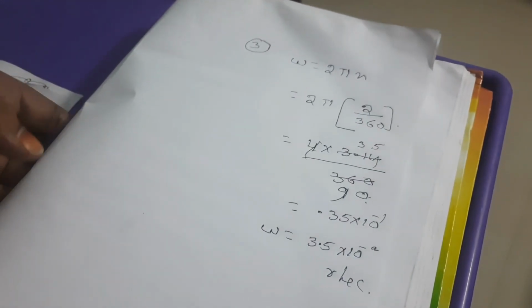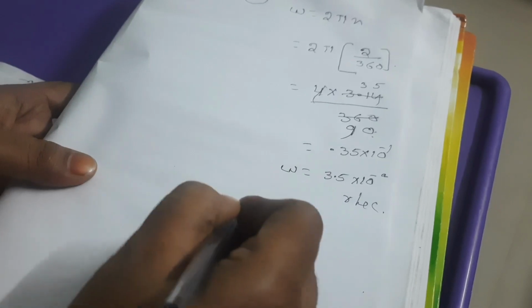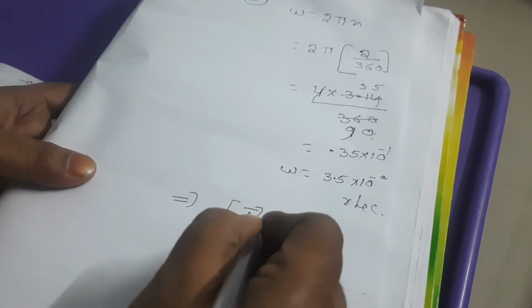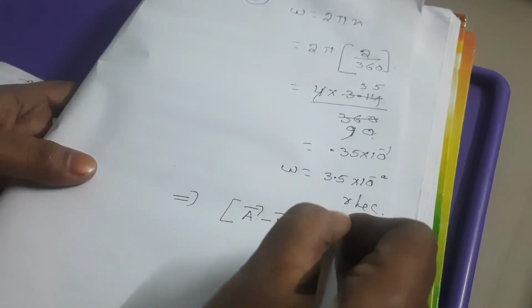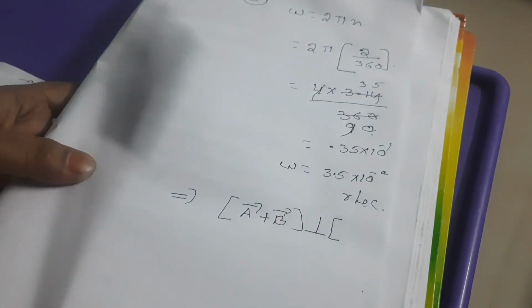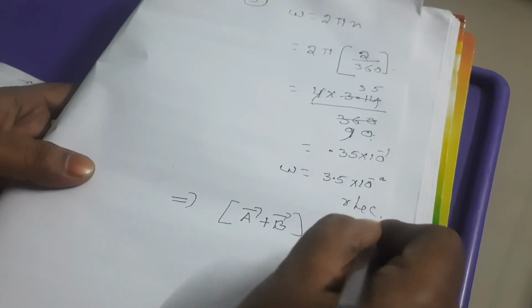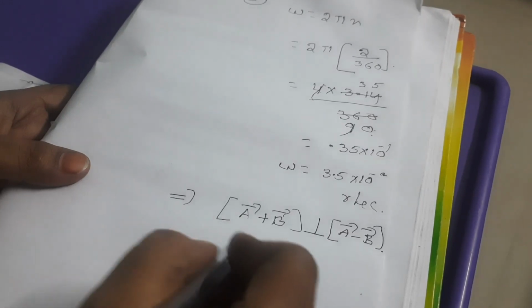It's very easy. While reading, it is somewhat difficult. Clearly they have given 2 vectors. I am taking one as a bar and another one as b bar. A bar minus b bar is perpendicular to the sum of the 2 vectors. A bar plus b bar is perpendicular to a bar minus b bar. Here the simple method is, we can take the dot product. Dot product of 2 perpendicular vectors is equal to 0.